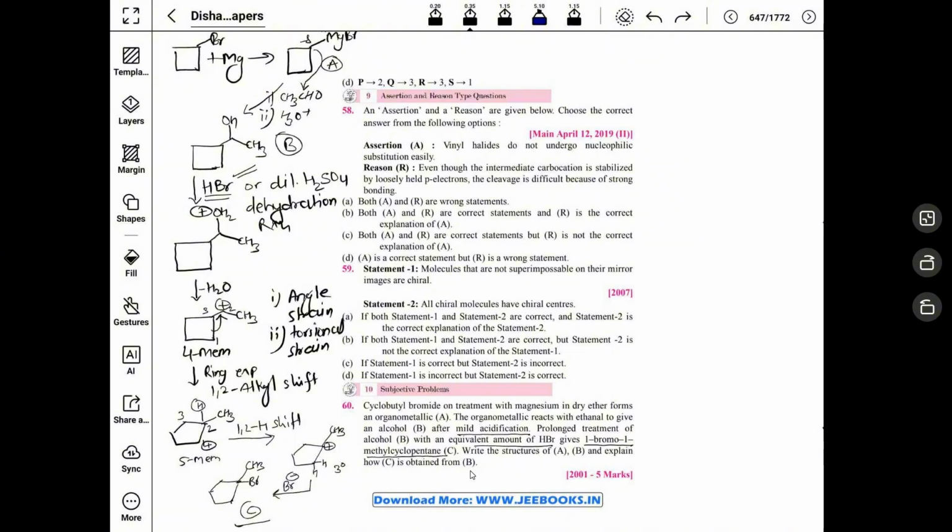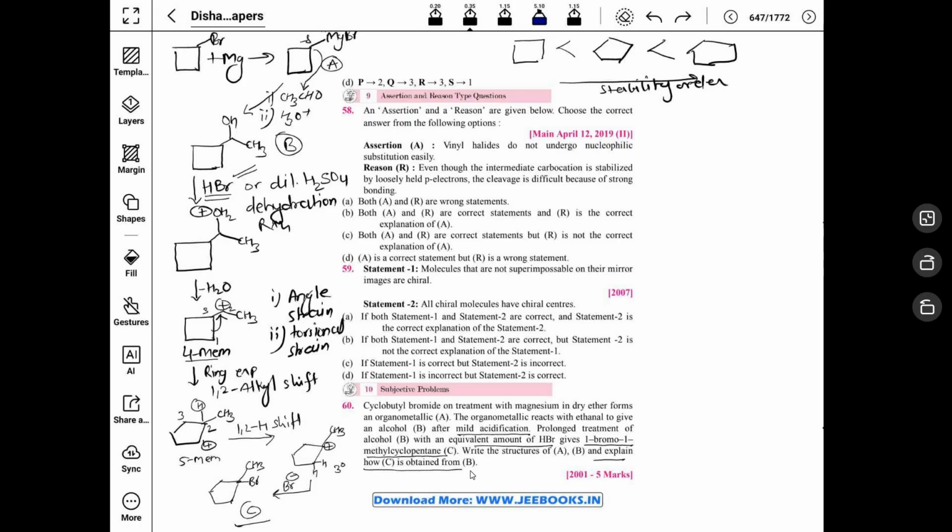And they are saying explain the formation of C. Since 4-membered rings are unstable due to angle strain and torsional strain, it undergoes ring expansion to stabilize this carbocation, and further rearrangement takes place. And we know the stability order: 4-membered is less stable than 5-membered, and 5-membered is less stable than 6-membered. So this is the stability order. I hope this question is clear to you.